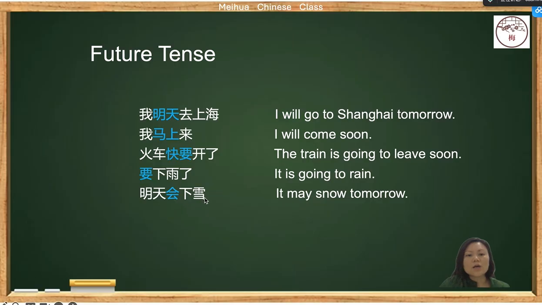明天会下雪. If we still remember 会, what's the difference between 会 and 要, 快要, 马上? 会 is about the possibility, right? Something might happen, could happen. So here we don't know. We don't use is going to because that is a very confirmative tense, right? So we don't use that. We just use may, might, could. It may snow tomorrow, but anyway, it's talking about the future.